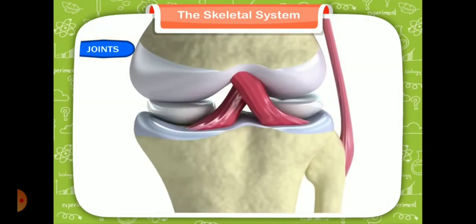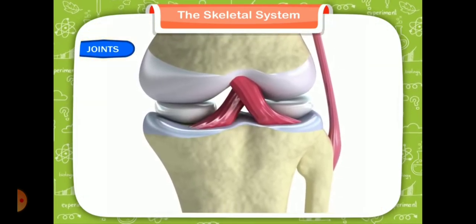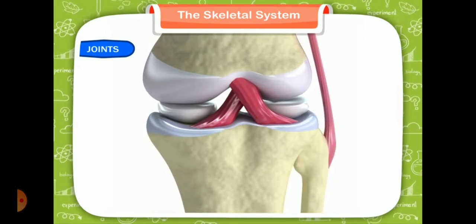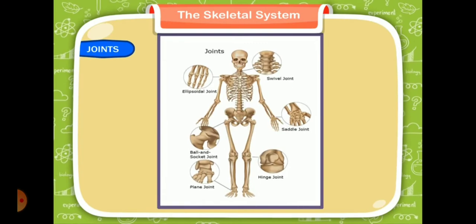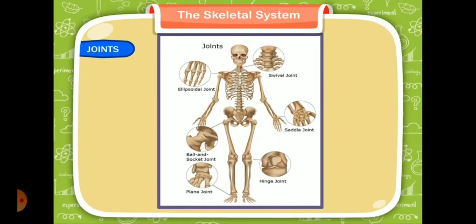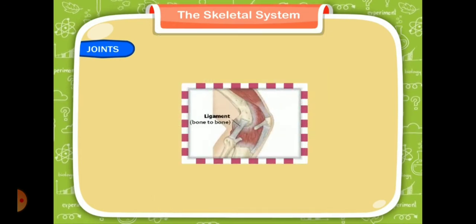Joints. We know that many of our bones are joined together. The place where two bones meet is called a joint. Our skeleton is very hard, but it can bend or move because of these joints. Strong, stretchy bands of tissue called ligaments hold these bones together.